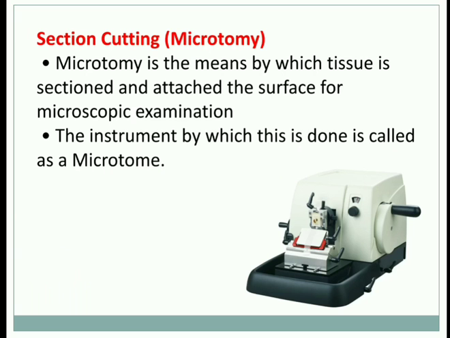After embedding, a proper block is made. So, the next step is section cutting or microtomy. Microtomy is the means by which tissue is sectioned and attached to a surface for microscopic examination. The instrument used for section cutting is called a microtome. There are various kinds of microtomes that we use in the histopathology lab. This we will learn in another video, so don't forget to subscribe to the channel.